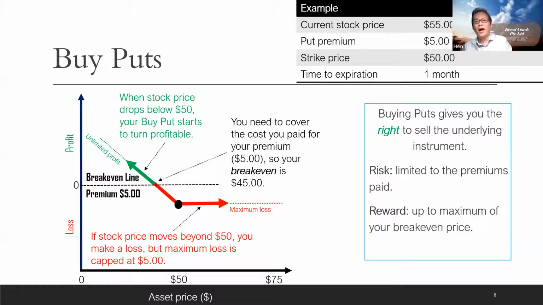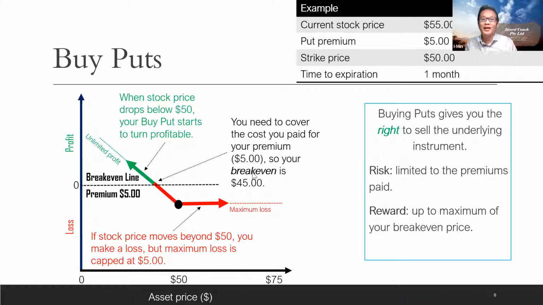So will I exercise my right or not? Yes or no? Just answer in the chat. Let's say now I buy a put option from Seongyo, and I have the right to sell to Seongyo at $50. If the price increases to $75, would I exercise this put option? Yes or no? Thank you so much. I will not.